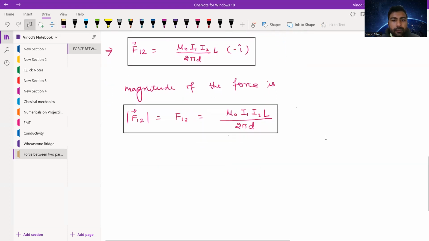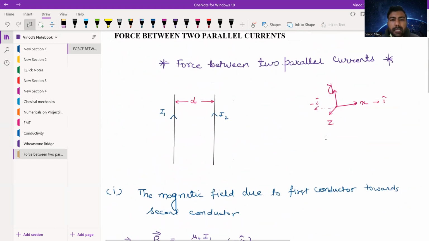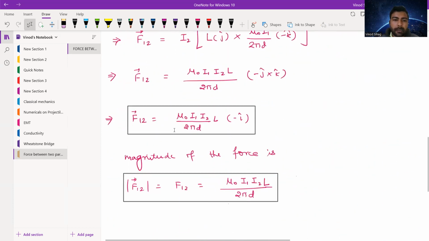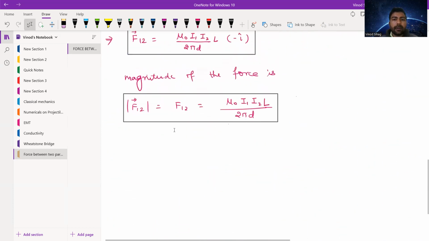Similarly, we can determine from the second conductor also: the magnetic field due to the second conductor will be B2, and the force due to the second conductor on the first conductor will be F21. Similarly, we can find that out if you want. Okay, let's find out F12.